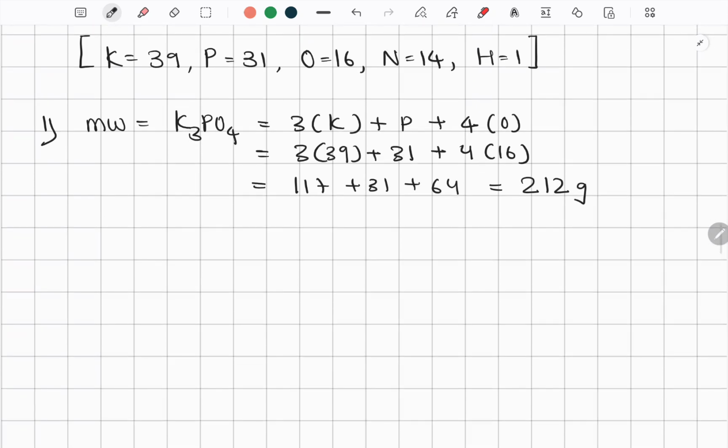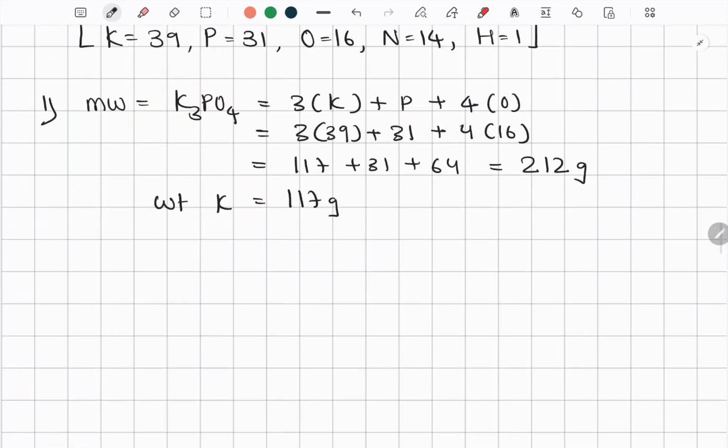Now how many atoms of potassium are present in 1 potassium phosphate? Very easily known, 3. So the weight of potassium present in potassium phosphate is 117 gram. Out of 212 gram, 117 gram is potassium in potassium phosphate. Now let's go for the second formula, potassium nitrate, KNO3.